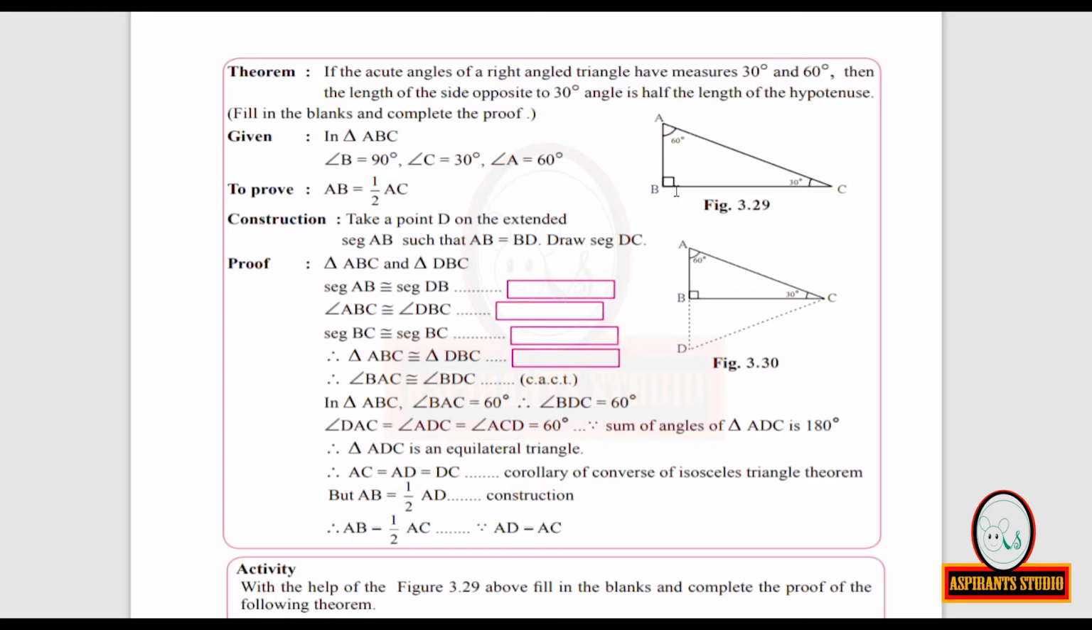You are given in triangle ABC, angle B is equal to 90 degrees, angle C is equal to 30 degrees, angle A is equal to 60 degrees. We have to prove AB is equal to half of AC. Now see the construction. Take a point D on the extended segment AB such that AB is equal to BD. Draw segment DC. That is join D and C.